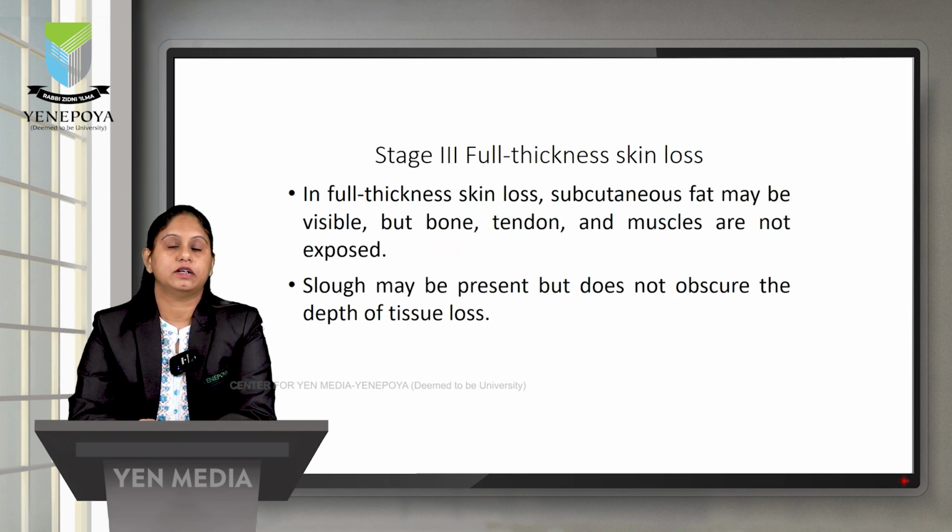Next, stage 3, also termed full thickness skin loss. In this type of full thickness skin loss, subcutaneous fat or tissues may be visible, but bone, tendon and muscles are not exposed. Slough may be present but does not obscure the depth of the tissue loss. Here, slough is an accumulation of material over the wound bed, and because of this accumulation, it is very difficult to understand the depth of tissue loss.